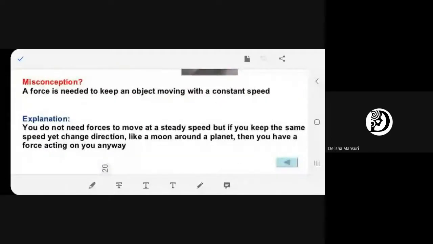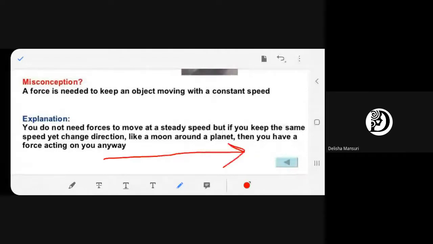Now, what is the explanation? Please read. You do not need forces to move at a steady speed, but if you keep the same speed yet change direction, like a moon around a planet, then you have a force acting on you anyway. Understood? What does that mean? If you're going in a straight path, then you don't need force. You can automatically go with a steady speed.